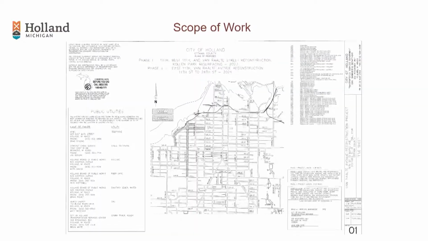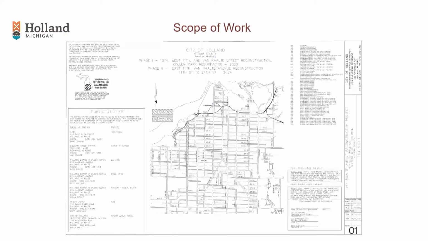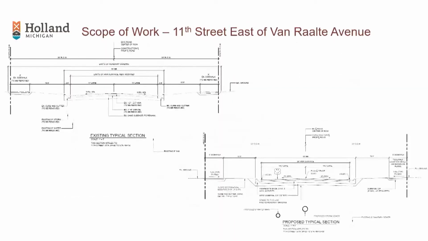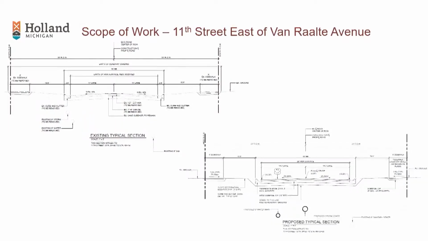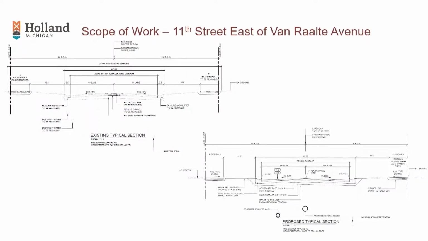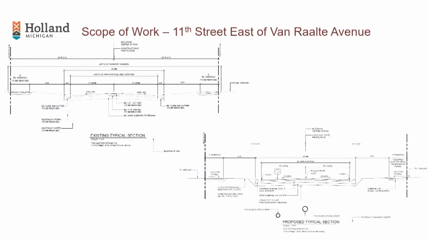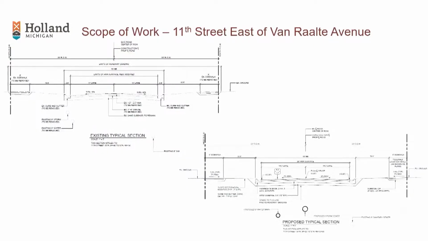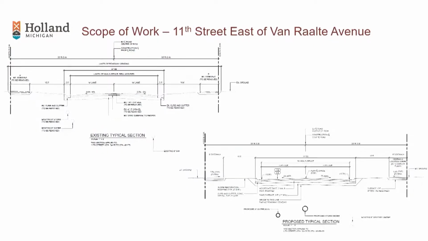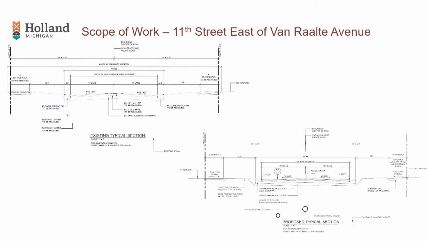Again, scope of work is primarily reconstruct, including driveway approaches, sidewalks. So we've got cross sections here. The existing cross section on Raalte isn't really going to change much. It's tired, right? Raalte's tired. The underlying infrastructure, the storm sewer underneath Raalte is very tired. It's over 100 years old. So that's all going to get replaced as part of this project.